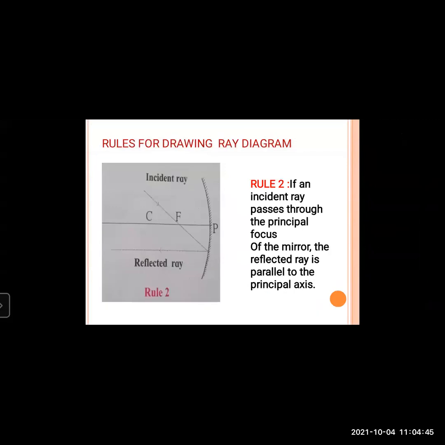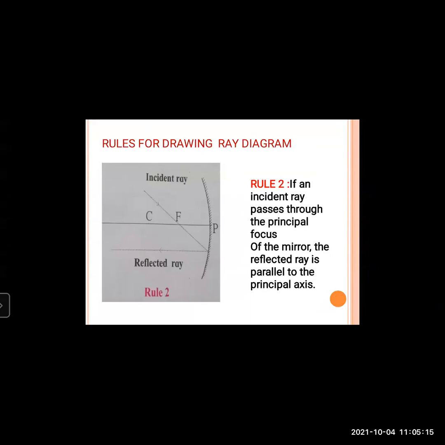Okay, now this is rule 2. If an incident ray passes through the principal focus, you can see the incident ray. The name is written beside the ray. What is the incident ray doing? It is passing through the focus. So if it passes through the focus, what happens to the reflected ray? The reflected ray is parallel to the principal axis.